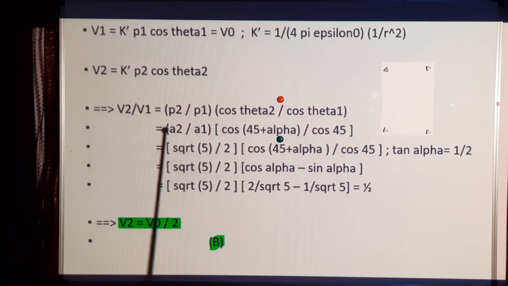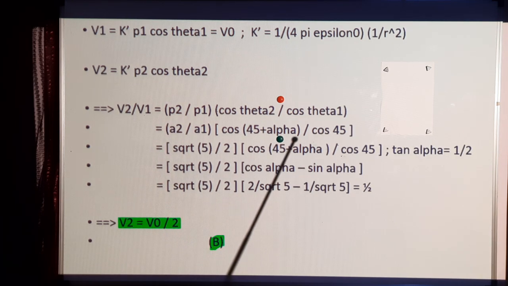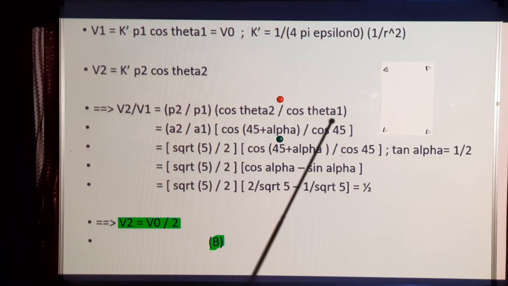And P is the charge Q into the distance. Charge Q is same in both the cases. So the distance will be A2 in the second case, A1 in the first case. And the angle theta 2 in the second case is 45 plus alpha, where alpha we can get from the small triangle. First case the theta is 45 degrees. A2 is root 5 by A1.